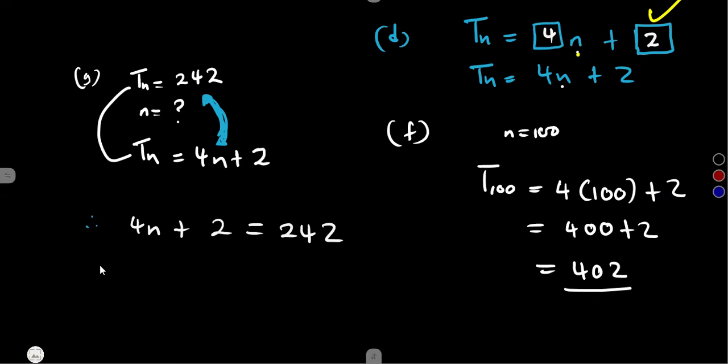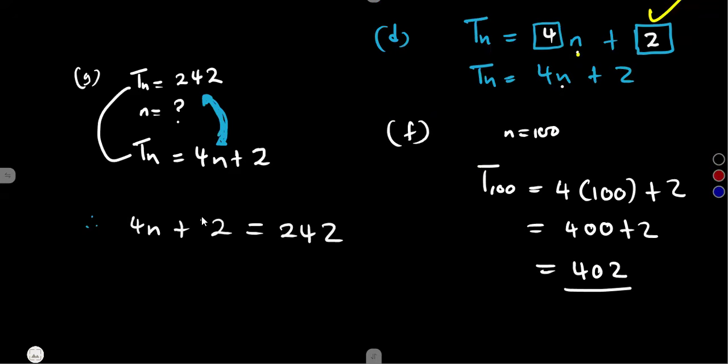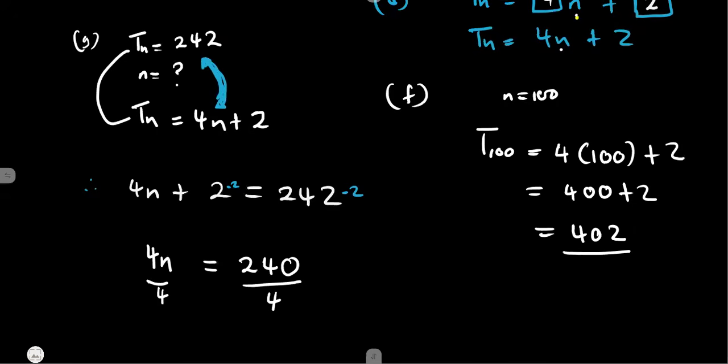Guys, you formed an equation that you need to solve for n. Remember your linear equations from grade 8. How do you solve? Take this 2 to the other side, it will subtract, or just subtract it on both sides because they're positive. So subtract 2, that gives us 4n, and 2 minus 2 is 0. On this side, we subtract 242 minus 2, that is 240. So we're simply going to divide by 4.